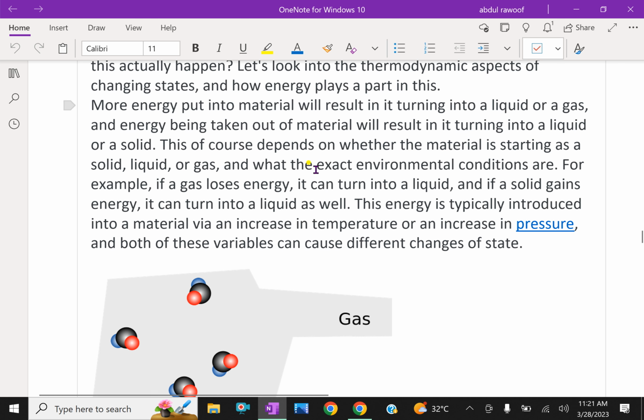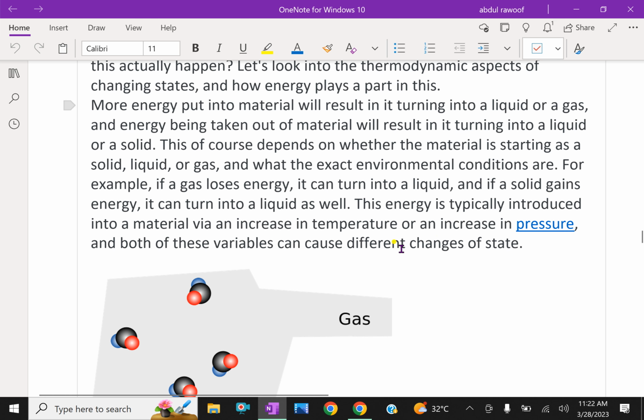This of course depends on whether the material is starting as a solid, liquid, or gas and what the exact environmental conditions are. For example, if a gas loses energy, it can turn into a liquid. That means a gaseous state, if it loses energy, can turn into a liquid, and if a solid gains energy, it can turn into a liquid as well.